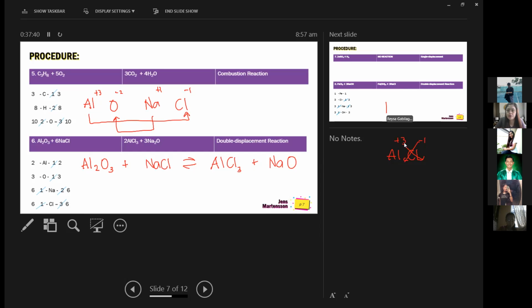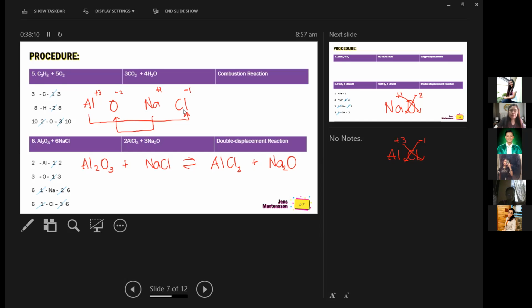Now for sodium oxide, sodium is positive 1. And then oxygen is negative 2. This is not equal to 0. So yes, let us do the crisscross. Sodium will take the 2 while oxygen will only have 1. For 1, we don't need to write it really as the subscript. So we have predicted the products. We have made sure na tama yung chemical formula natin.